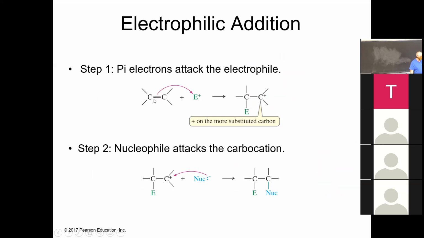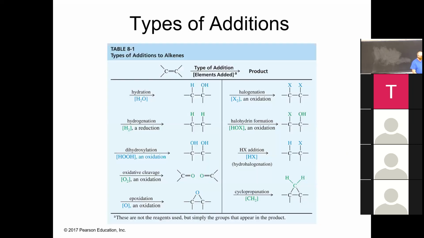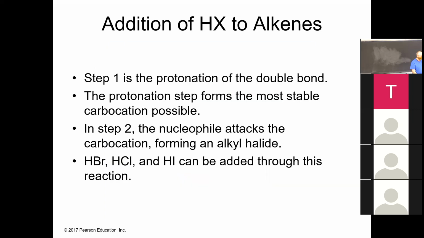One of these electron pairs is used to form this bond, and so this carbon is missing a bond, and so it carries a plus charge. In the second step, the nucleophile attacks, and we get our addition product. This is the overview of reactions we'll be looking at in this chapter. They don't all follow this pattern, but we'll look at some of them that do at first.